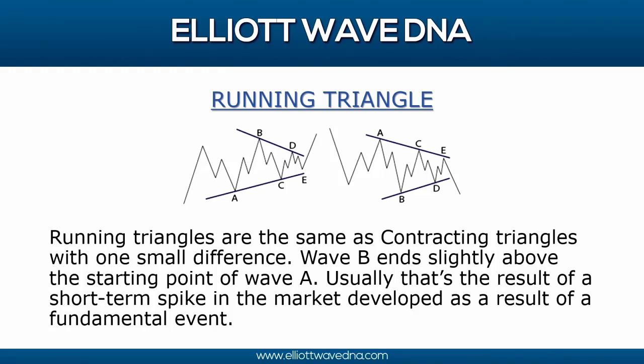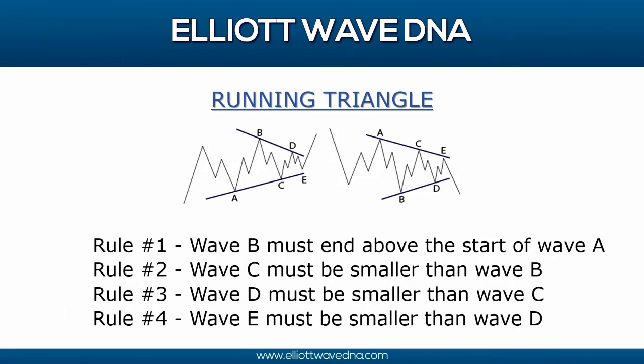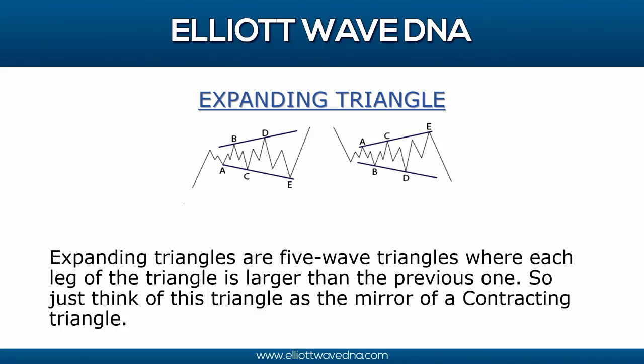Running triangles are the same as contracting triangles with one small difference. Wave B ends slightly above the starting point of wave A. Usually that's a result of short-term spikes in the market developed as a result of a fundamental event. But everything else remains the same, so wave B must end above the start of wave A, but wave C must be smaller than wave B, wave D must be smaller than wave C, and wave E must be smaller than wave D.